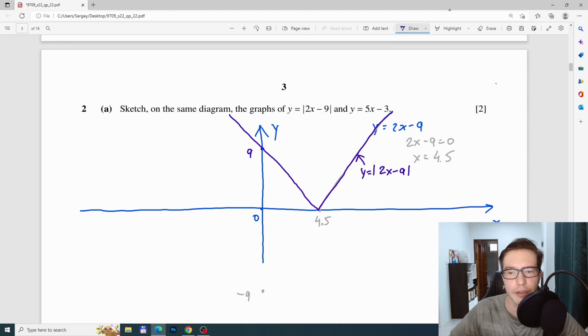Next one is going to be 5x minus 3. That's just another straight line, and it goes through (0, minus 3) and has the x-intercept 0.6. So it kind of looks like this.